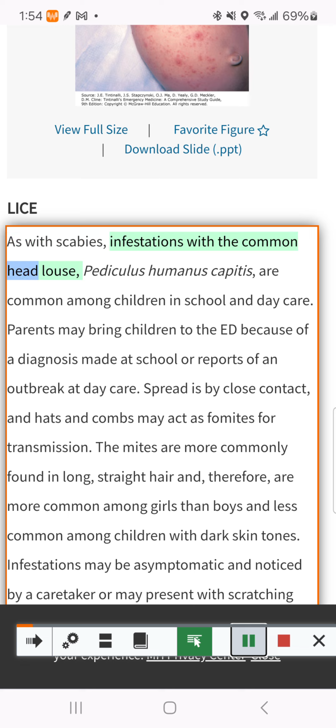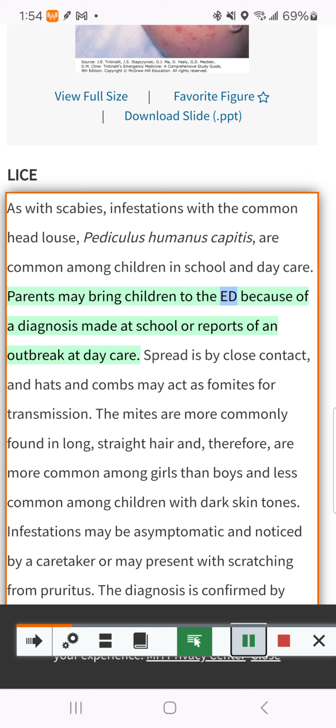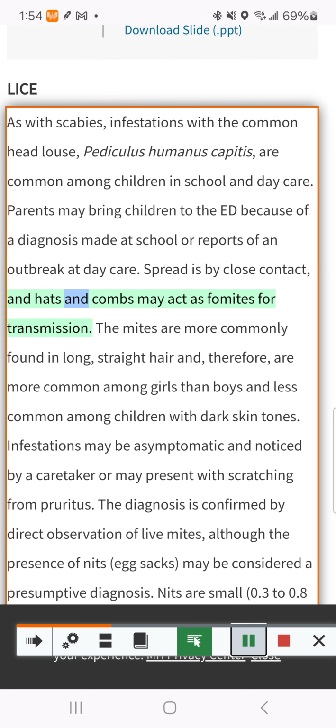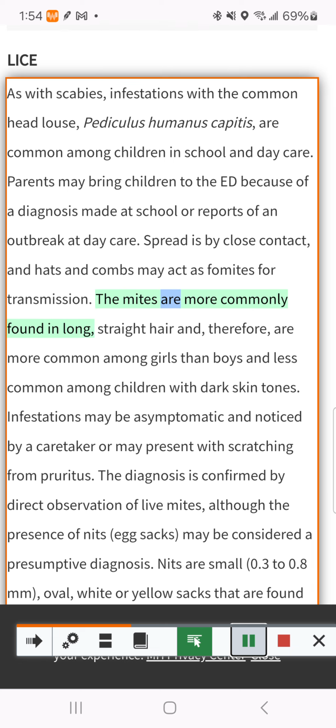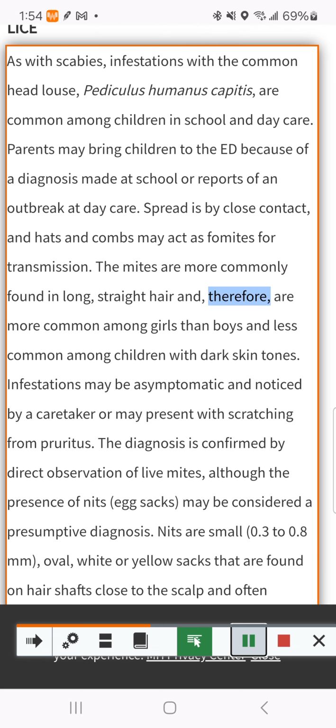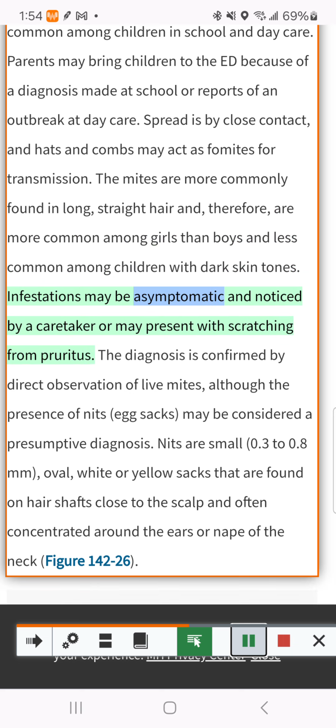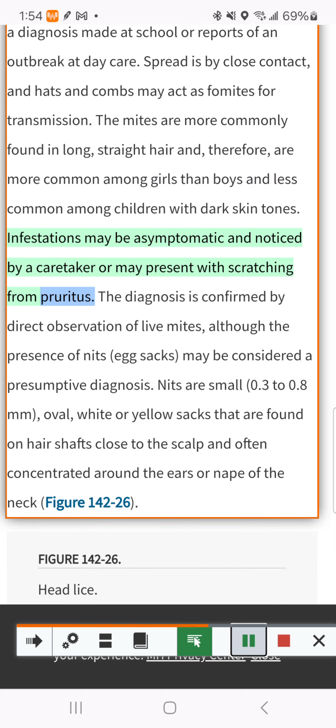As with scabies, infestations with the common head louse, Pediculus humanus capitis, are common among children in school and daycare. Parents may bring children to the ED because of a diagnosis made at school or reports of an outbreak at daycare. Spread is by close contact, and hats and combs may act as fomites for transmission. Lice are more commonly found in long, straight hair and, therefore, are more common among girls than boys and less common among children with dark skin tones.